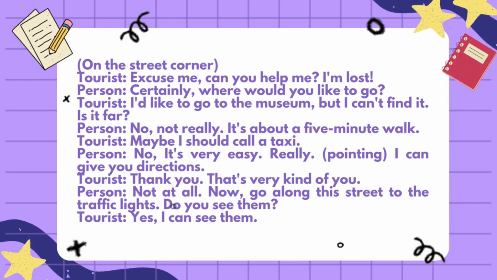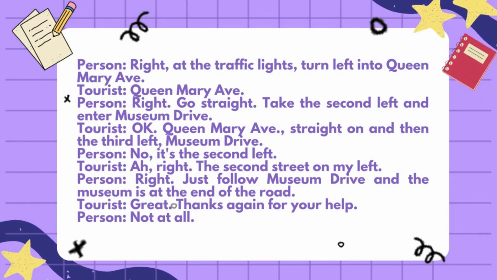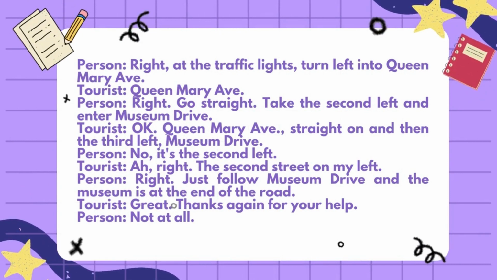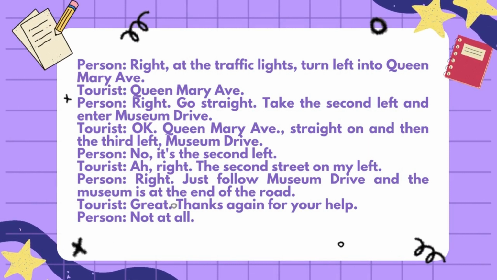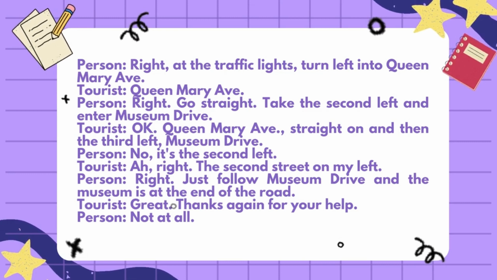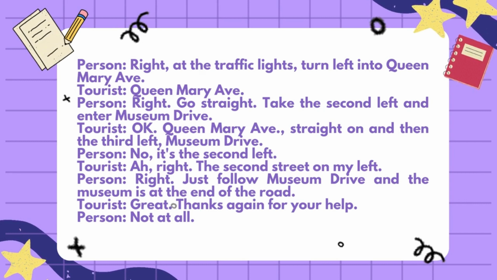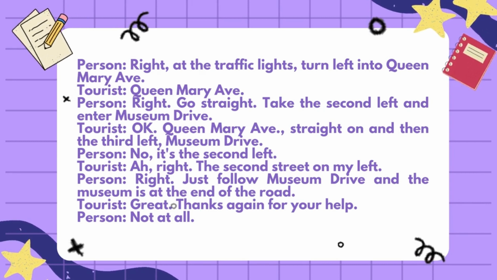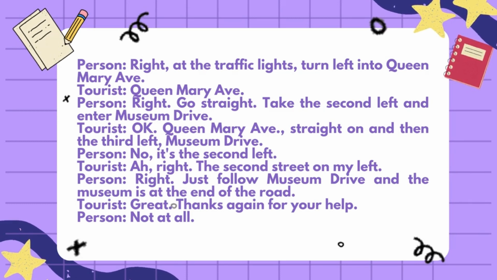Not at all. Now, go along this street to the traffic lights. Do you see them? Yes, I can see them. Right, at the traffic lights, turn left into Queen Mary Avenue. Queen Mary Avenue. Right. Go straight. Take the second left and enter Museum Drive. Okay. Queen Mary Avenue, straight on and then the third left, Museum Drive. No, it's the second left. Ah, right. The second street on my left. Right. Just follow Museum Drive and the museum is at the end of the road. Great. Thanks again for your help.